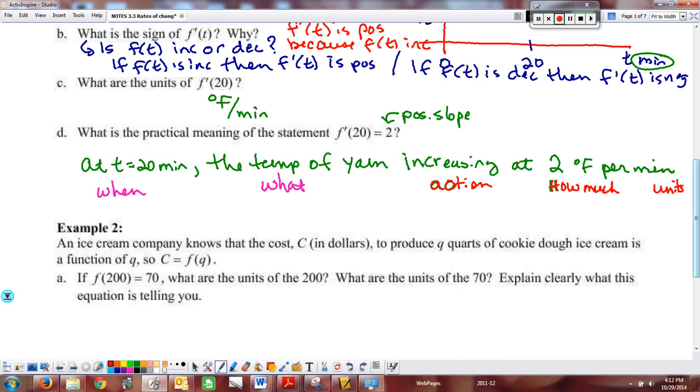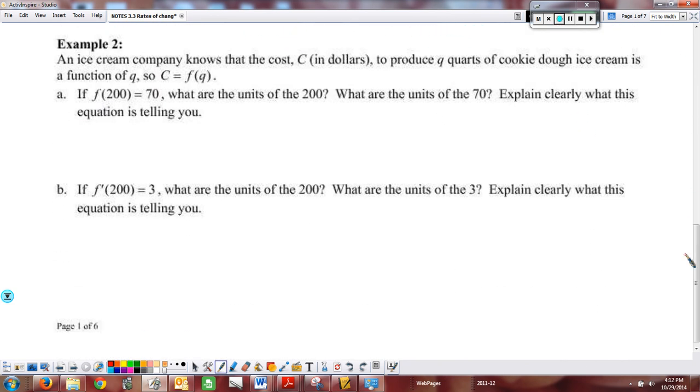All right, so let's look at another example. In example number 2, we have an ice cream company, and the ice cream company knows that its cost in dollars to produce Q quarts of cookie dough is going to be a function of Q. Okay, so your cost is a function of your quarts. You have more quarts, your cost will be higher, typically. All right, so cost is a function of the quantity of quarts of cookie dough. So our quote-unquote quantity function is going to be C. This is what is changing. This is our quantity, our amount that we're looking at.